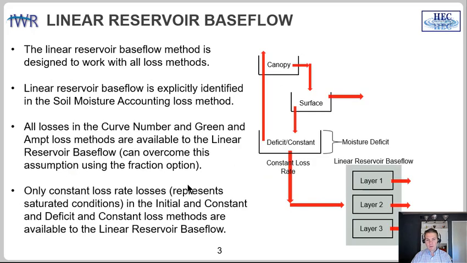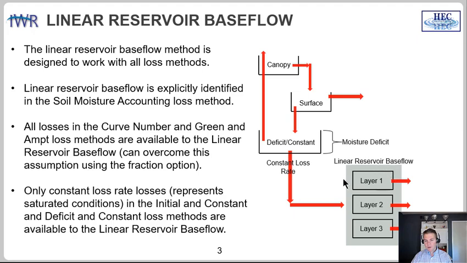We have a couple of things on this slide. We have a figure on the right. Let's talk about that first. The figure on the right is a conceptual representation of the canopy, the surface. Here we have our loss method. And in this example, I'm going to use the deficit and constant loss method, where moisture deficit is being modeled and then a constant loss rate, or a percolation rate, into the soil.